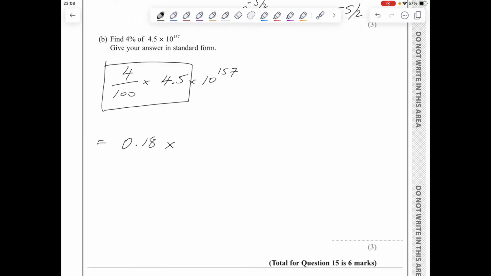0.18 times 10 to the 157, and then I'm gonna multiply this number by 10, so I'll have to divide this number by 10 to keep a balance. So this will give me 1.8 times 10 to the 156, and that's the final answer.